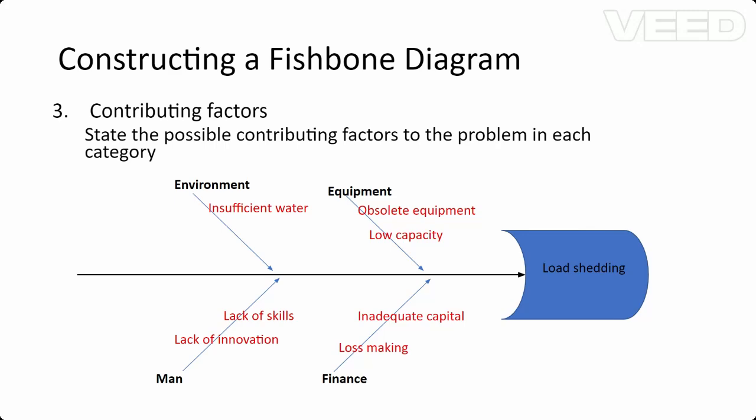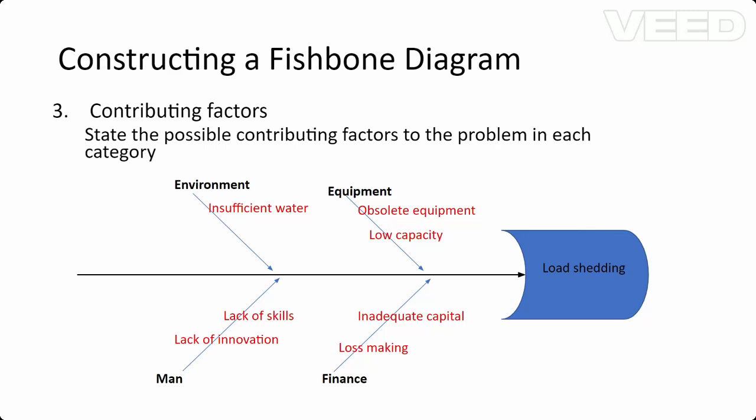carry out a root cause analysis. So you need to carry out now a root cause analysis of insufficient water. Maybe it's due to drought as a result of the El Nino. You need also to carry out a root cause analysis of obsolete equipment. Also, a root cause analysis of low capacity, inadequate capital.